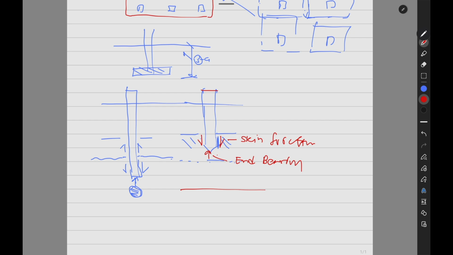Let's say this is your ground level, and we will construct a wall-like thing like this. This is a diaphragm wall. This may go even beyond the rock level. Say this is the rock level, and you might go beyond it. When you construct deep basements, you have a diaphragm wall.